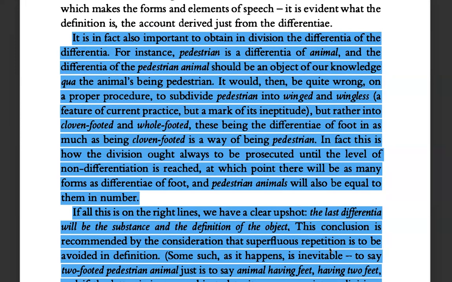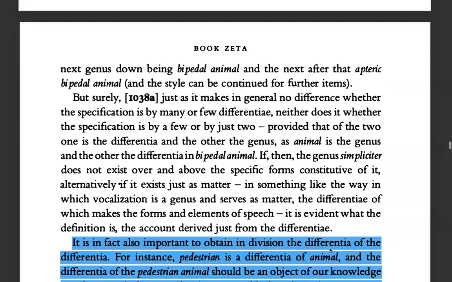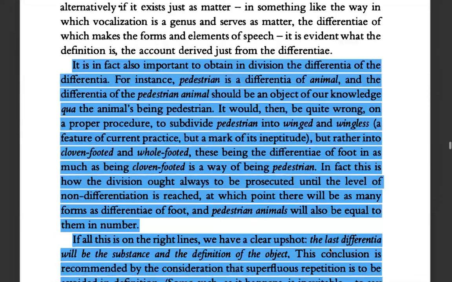Here we will go to a very, very long quote, and I hope you'll bear with me in this. Let's read this one in blue. It is in fact also important, again, this is page 213 of the Penguin edition and book Zeta.